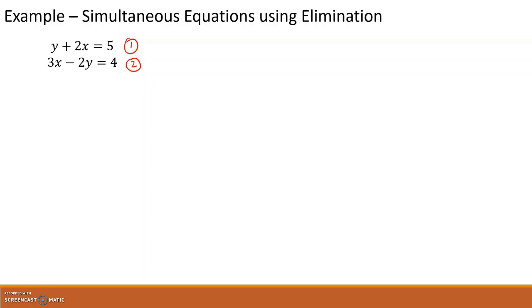Now, in these two equations, I have y's and x's present in both of them. What I need to do is make sure the coefficient in front of one of the letters is the same in both equations. So what I'm talking about is the number in front of x has to be the same in both equations. In these two, it's 2 and 3 respectively, so not the same. Or the number in front of y has to be the same in both equations. And that's not the case for either of them.